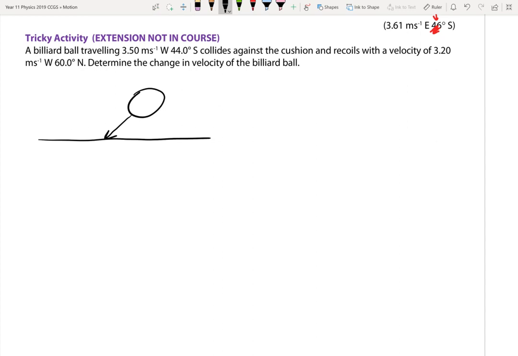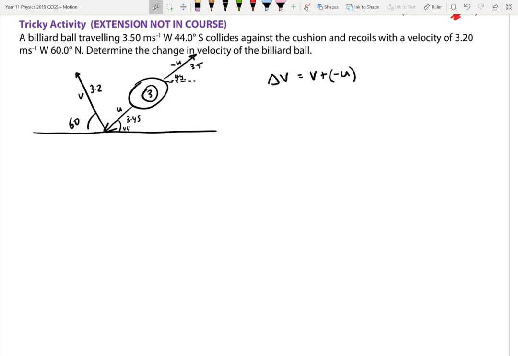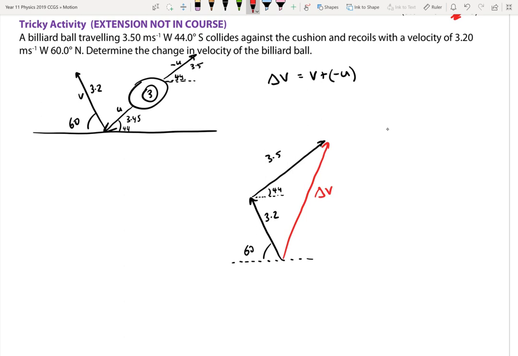Wait, is this the 3.5 at 44? Yes. Okay, let's see what we got here. We want to go V. Here we go. Add negative U. All right.